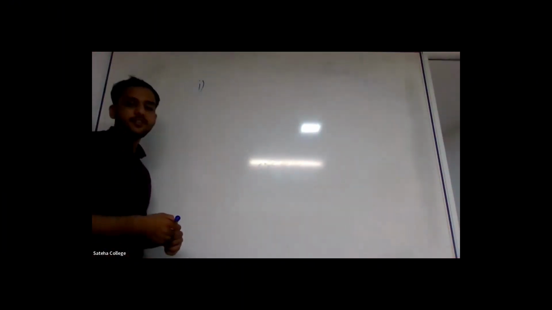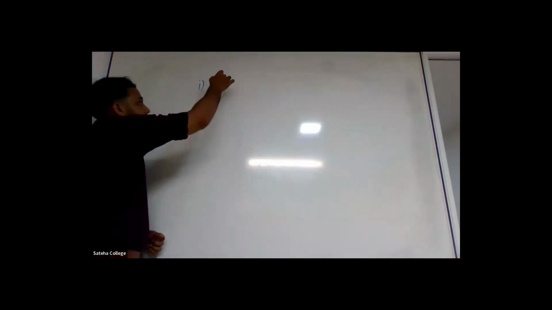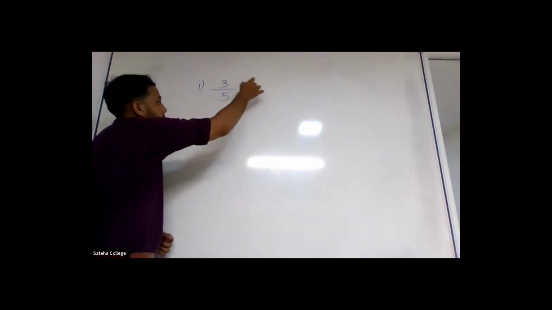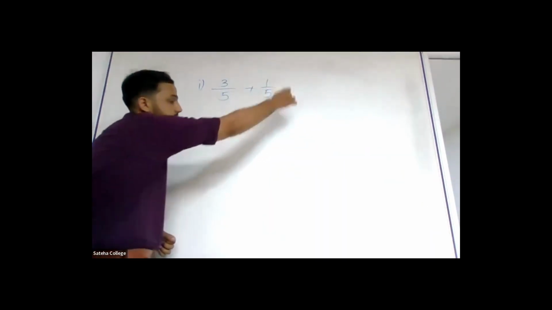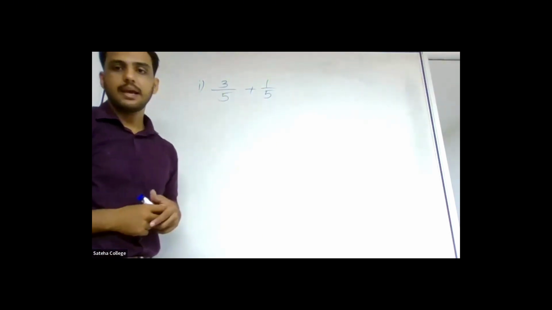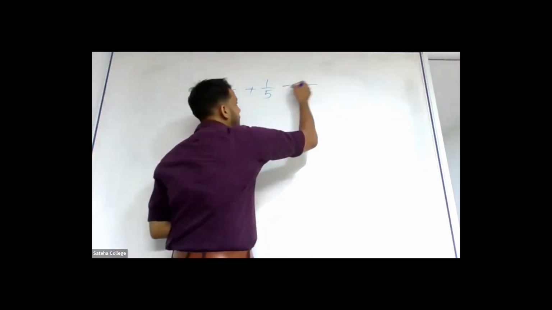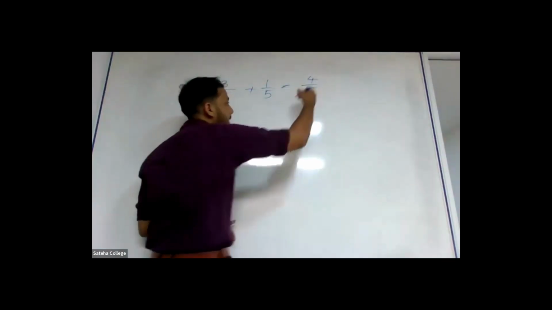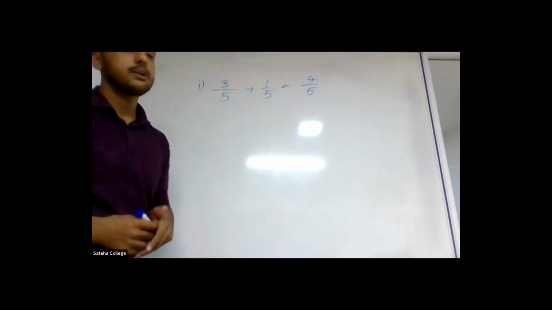How do you add fractions? Let's say you have two fractions, 3 over 5 plus 1 over 5. How do you add these fractions? Just add the numerators. Why? Because the denominators are the same. So you put the same denominator here, you add the numerators, and your final answer will be 4 over 5.